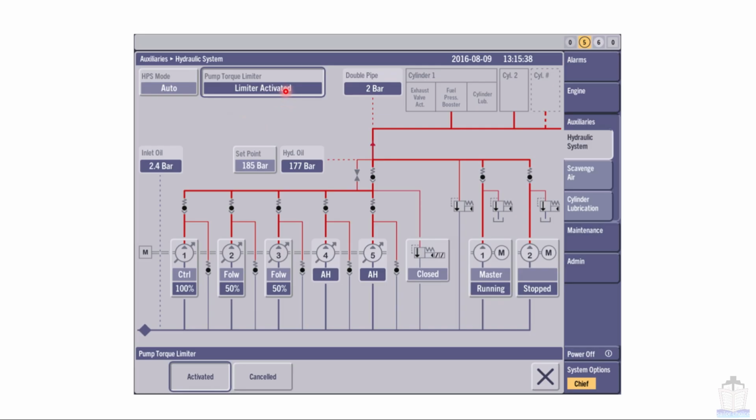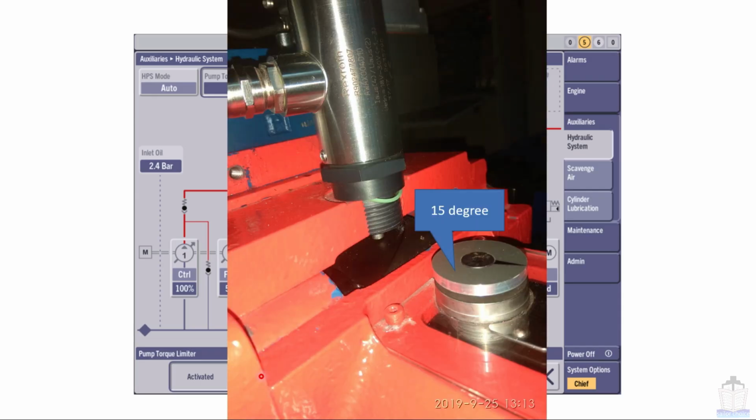So when it gets activated, you have to click over here and then cancel the pump torque limiter. Although it is not advisable to cancel and run the engine without any check, when you get this sort of alarm, if possible stop the engine and check the particular pumps, why it is running at higher load. Maybe some mechanical failure or some leakages is there. So when any particular pump reaches its 100%, at that time this swash plate cam angle indicator will also show 15 degree.